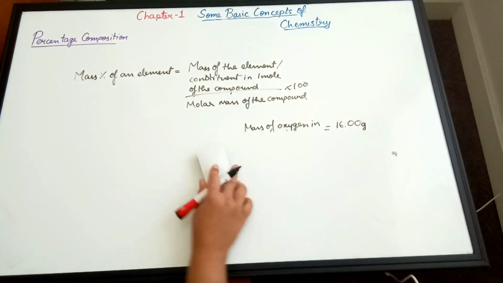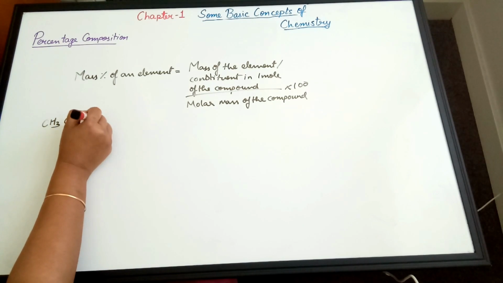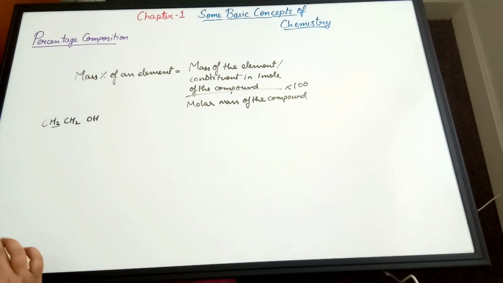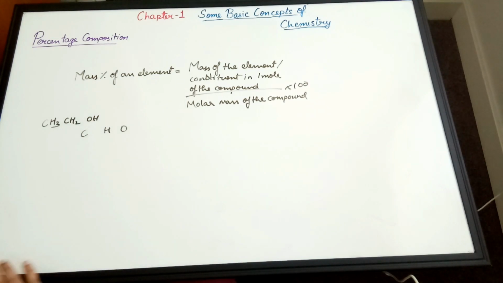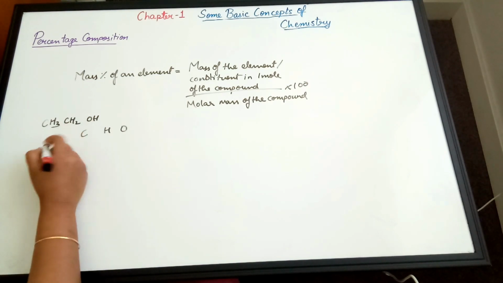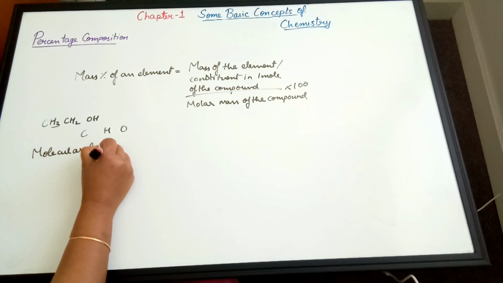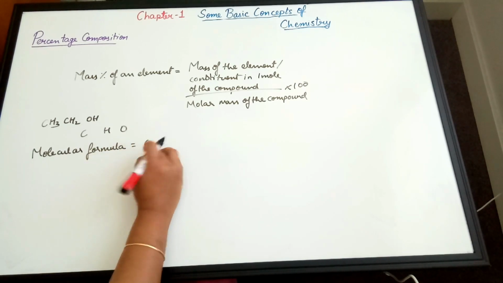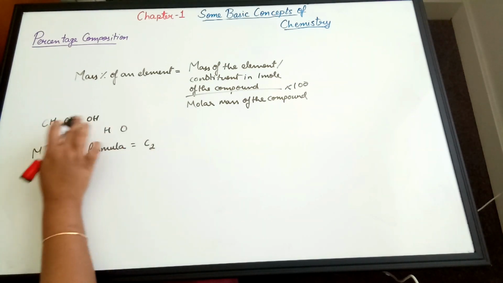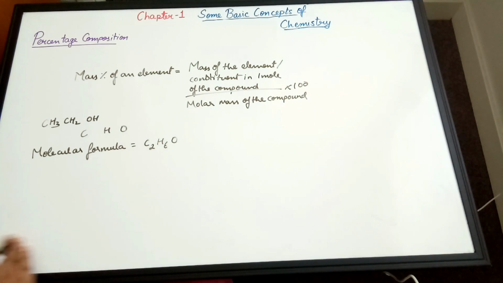So ethanol's molecular formula is CH3CH2OH. Okay, so this is the molecular formula of ethanol, and we need to calculate the percentage mass of what? Carbon, hydrogen and oxygen in ethanol. First of all, its molecular formula is C2 H (3 plus 2 plus 1) 6 O. So C2H6O is being taken.